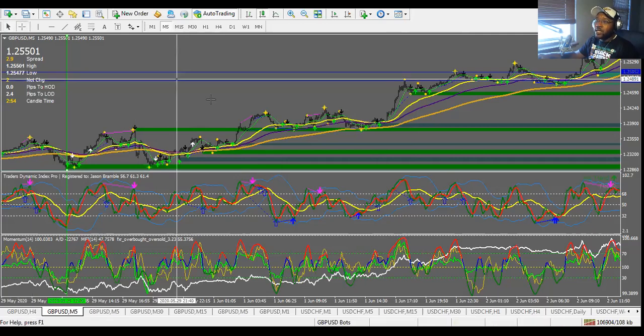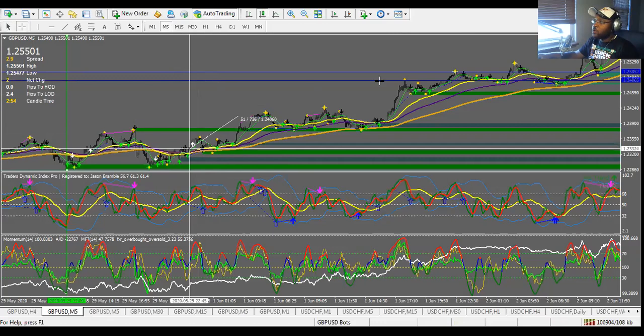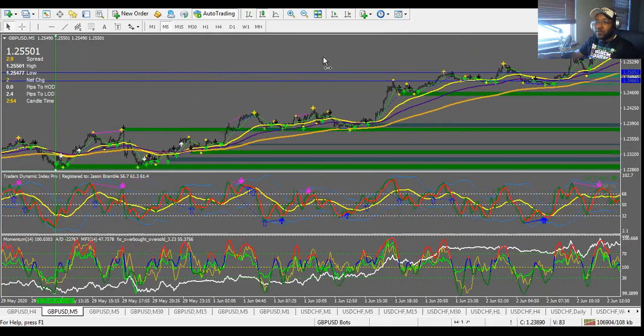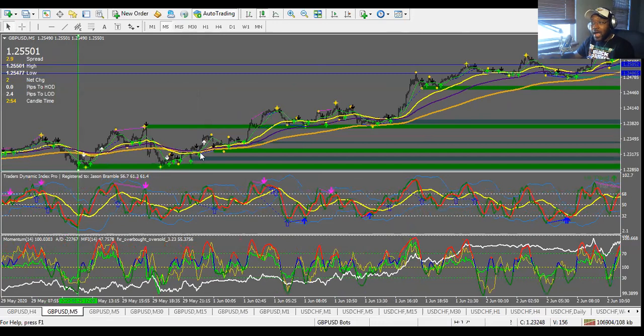Now, you have to understand, ladies and gentlemen, this entry would have yielded you so far, even to this point, over 242 pips. Even if we drag price all the way down here, we'd be in 242 pips if you would follow that trade and actually follow the strategy that we use.